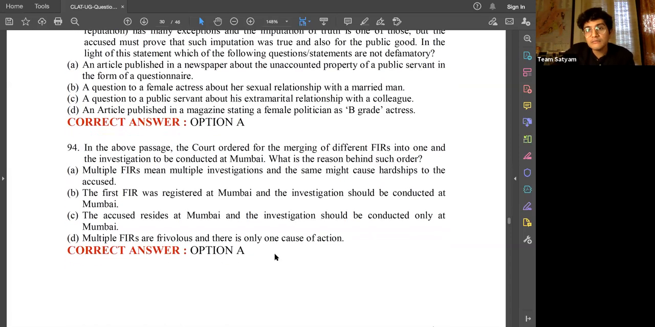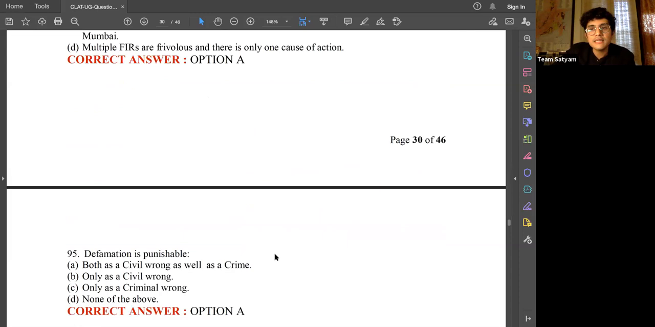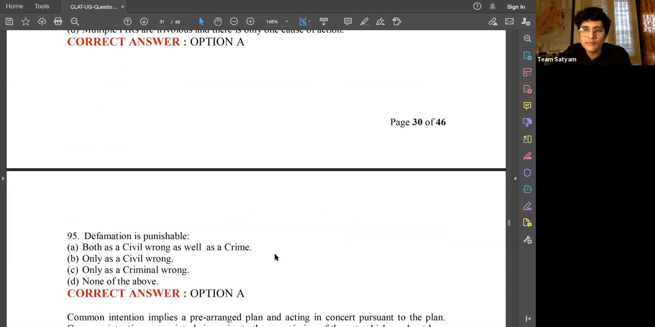Okay, but again, this was a question which required you to have some amount of, if not exact legal knowledge, then some amount of legal awareness. So there seems to be a very thin line between legal awareness and legal knowledge, which this paper is treading on, sometimes falling onto either side.